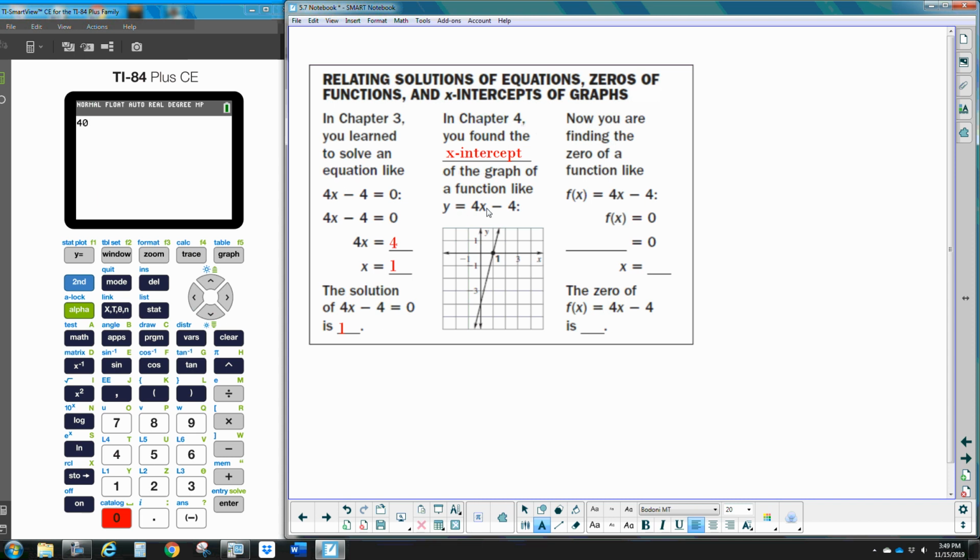Of a graph of a function like 4x minus 4. So the x-intercept was when y was 0, and then we solved for x, using what we learned in chapter 3.